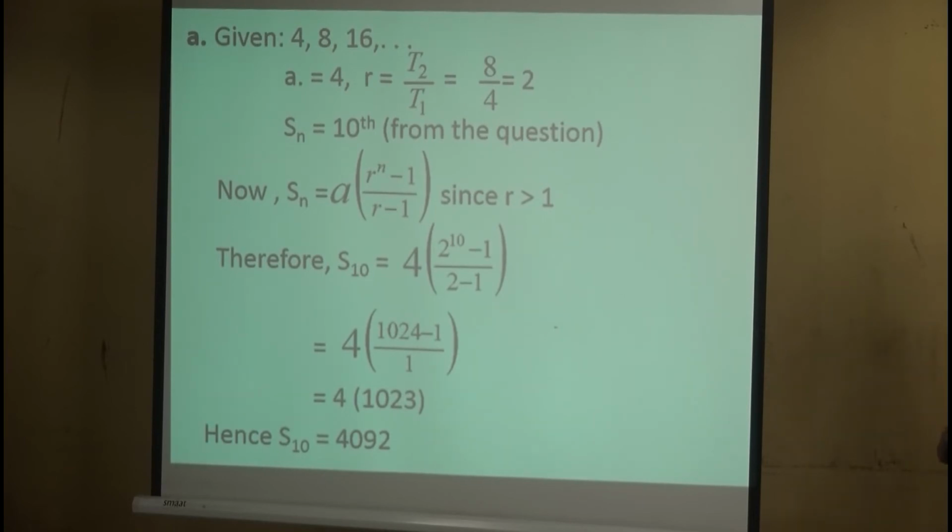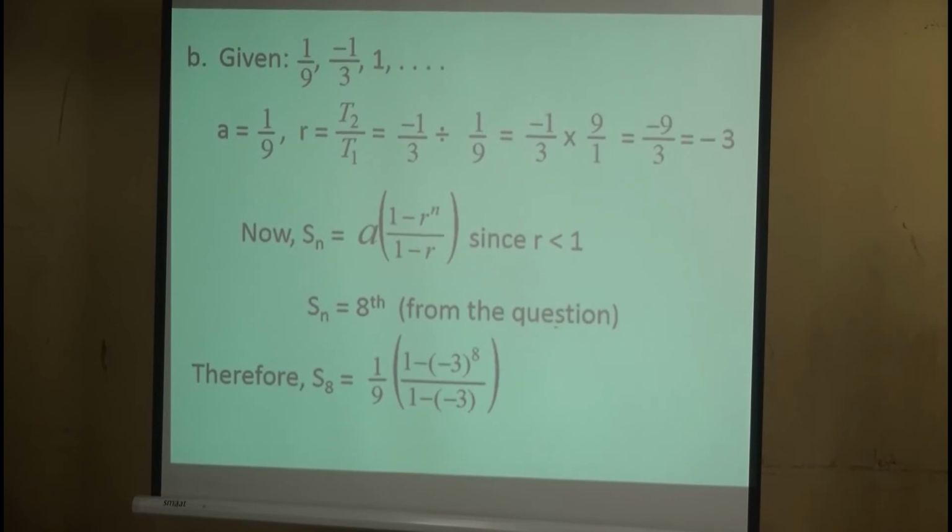1023. Now, opening bracket, 4 multiplying 1023, the result would give us 4092. So the sum of the first 10 terms of the geometric progression will be 4092.